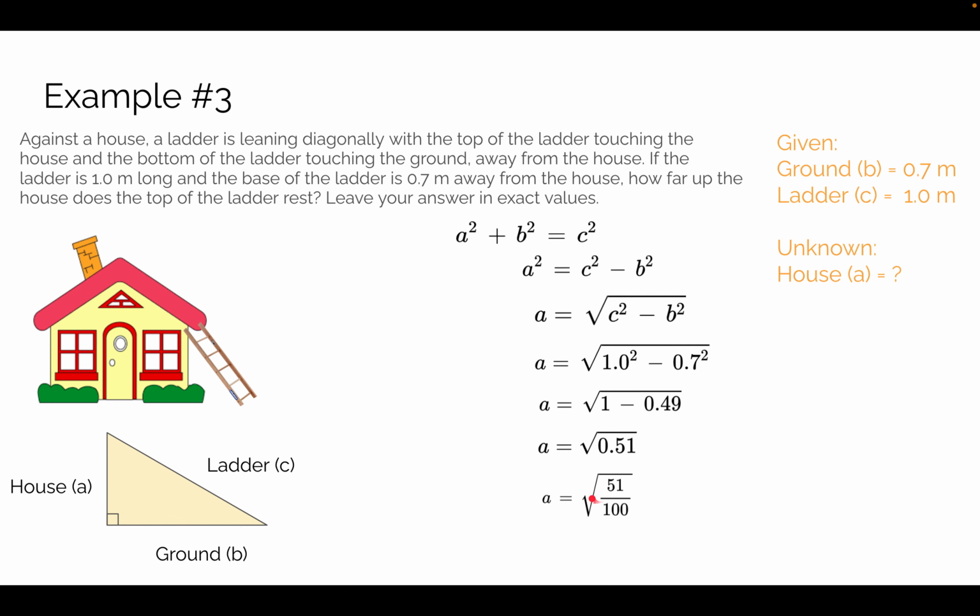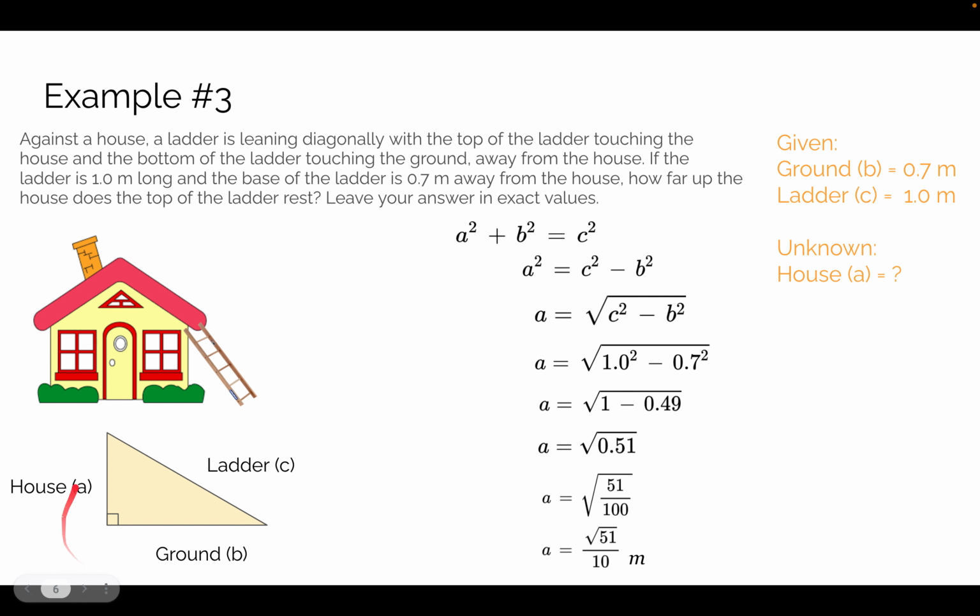So we can rewrite this as the square root of 51 divided by the square root of 100. Now, we know that the square root of 100 is 10, and it's a whole number. So we can rewrite A as the square root of 51 over 10, which will leave it in its most simplified format. Because we can't square root 51 and get a whole number, we're going to leave A as square root of 51 over 10 meters. That is an exact value, so we know that we're done, and we know that it's most simplified, so we can leave it there.